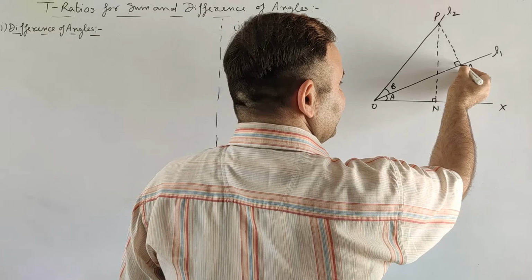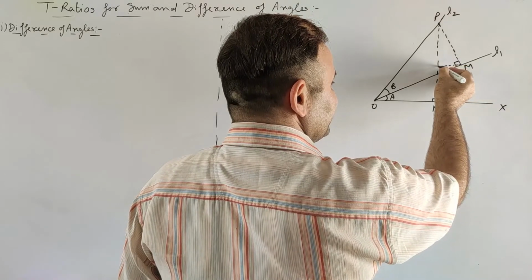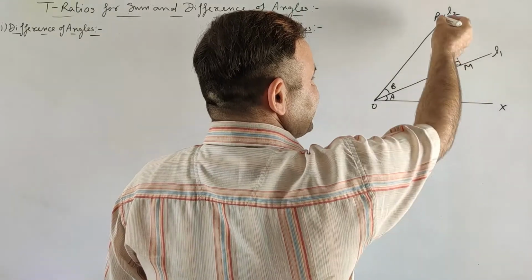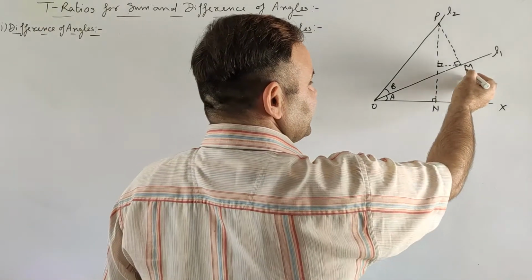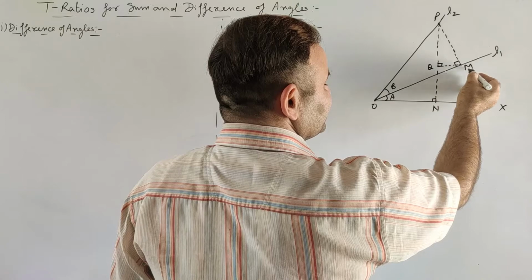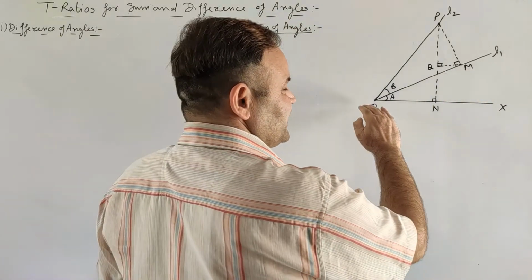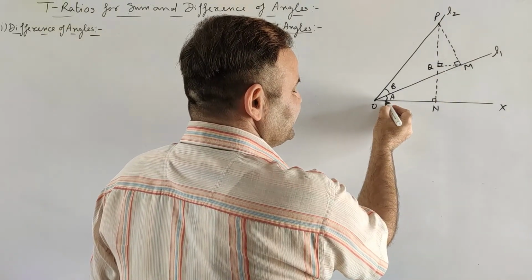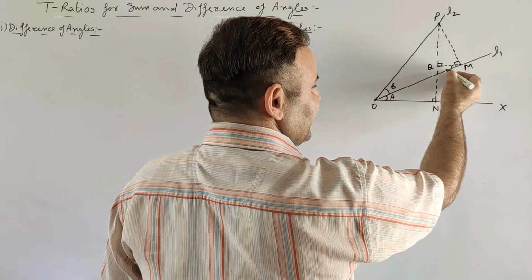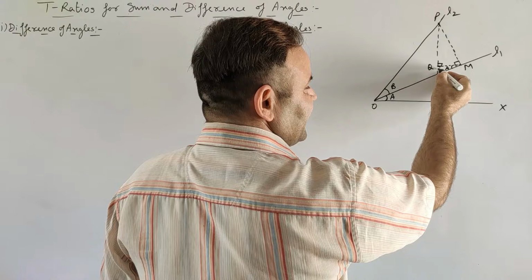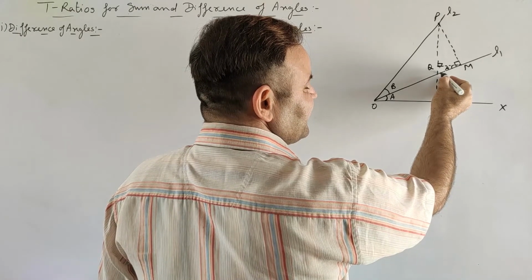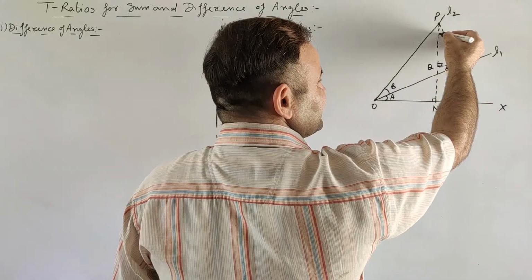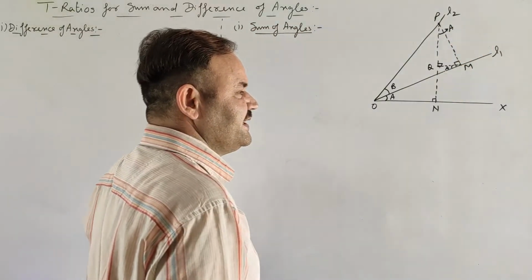Now if we draw a line parallel to baseline from M intersecting the normal PN, then say this point is Q, then this MQ is parallel to OX and perpendicular to PN, and if this angle is A, then this angle will also be A. This is 90, this is A, so this will be 90 minus A, this is 90 minus A, this is 90, so this angle will be A.